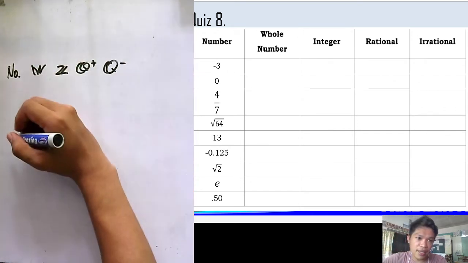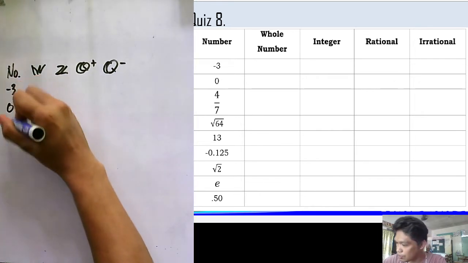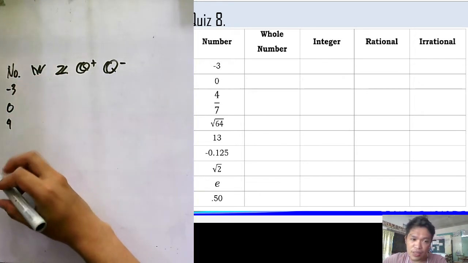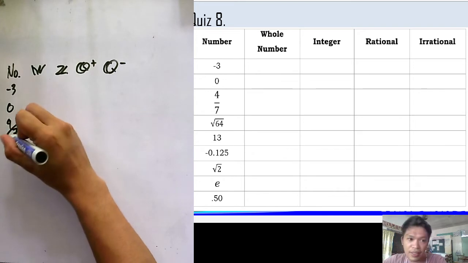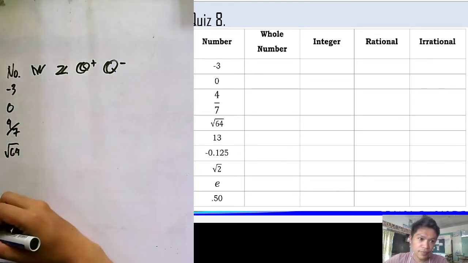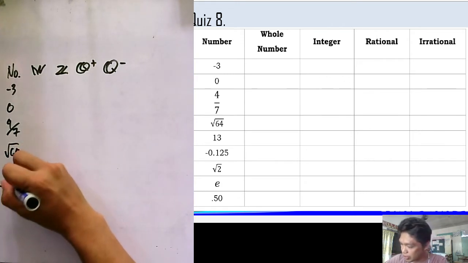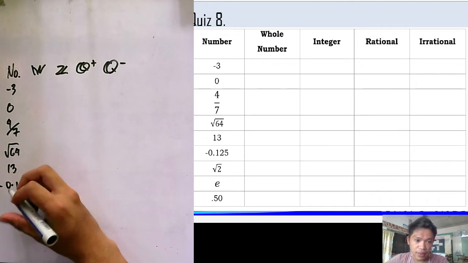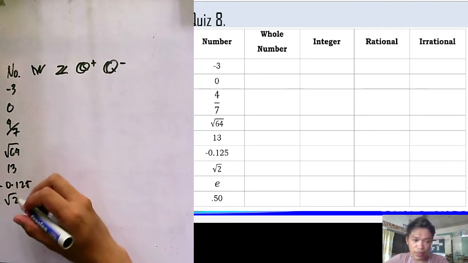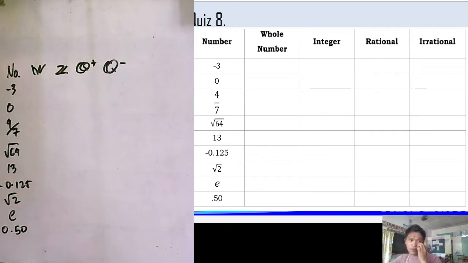Okay, the numbers are negative 3, 0, 4 over 7 rather, square root of 64, 13, negative 0.125, square root of 2, Euler, and 0.50. Okay, for a while, kunin ko lang muna ang aking marker na ubos na kasi.